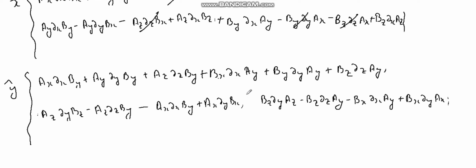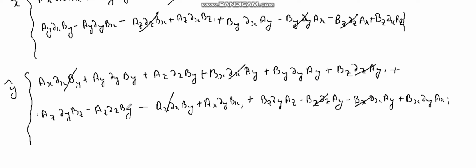So we have plus over here, plus over here, and plus over here. And again we will get some terms to be cancelled out. ax del x by, ax del x by, so this will cancel out. Again bz del z ay, bz del z ay, bx del x ay. Okay, so we will be remaining with this.